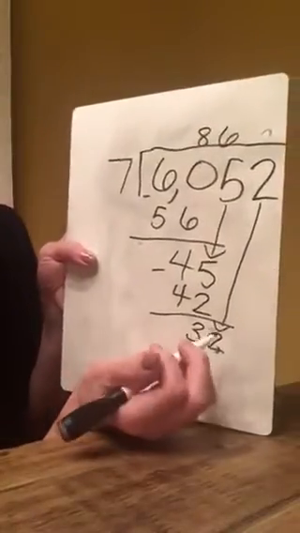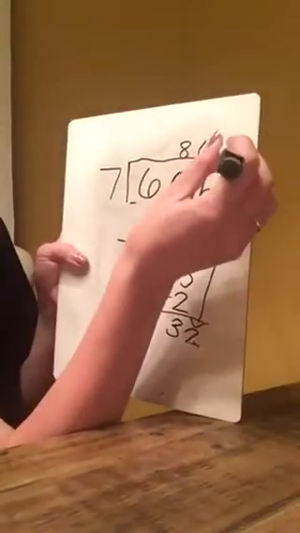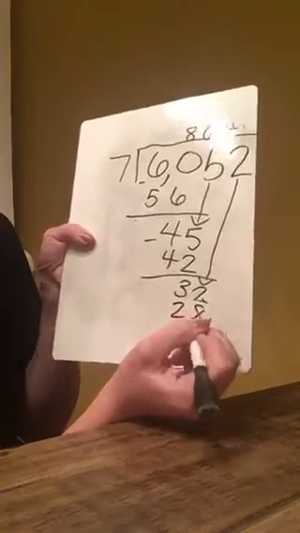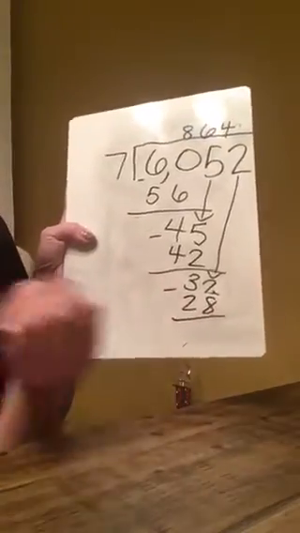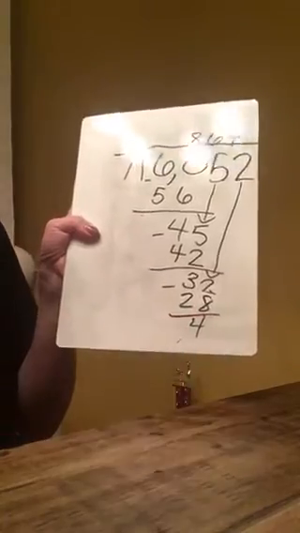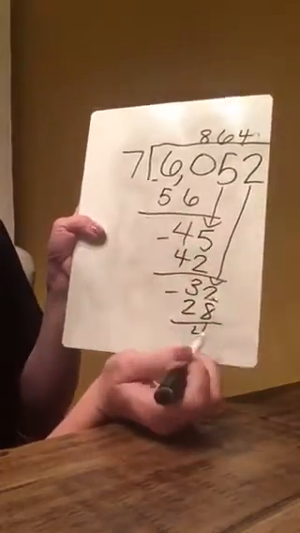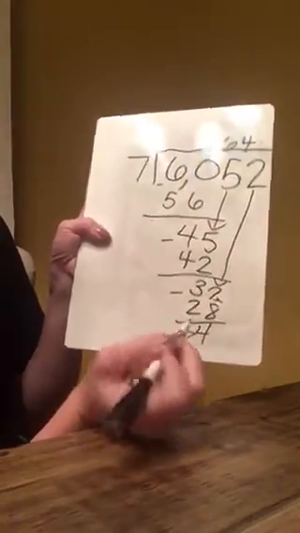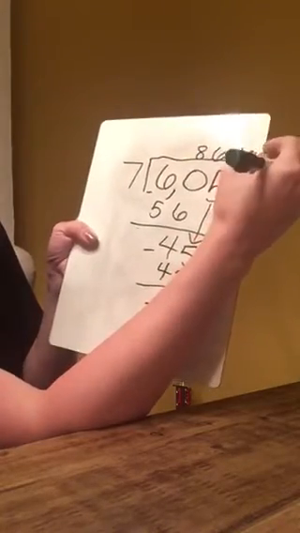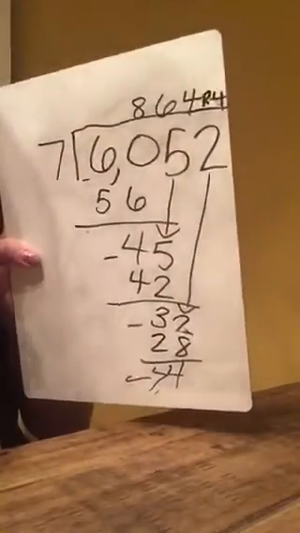All right, 7 goes into 32 4 times. And 4 times 7 equals 28. Right, subtract that, 32 minus 28 leaves you with 4. And since you have nothing left to bring down, that means that this is your remainder. So your answer to this problem is 864, remainder 4. All right.